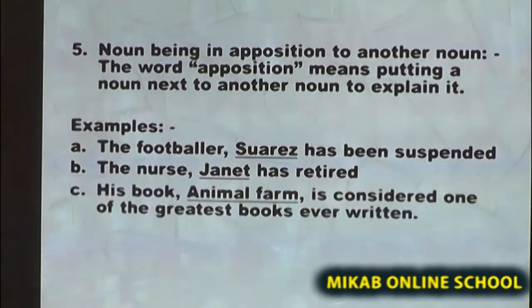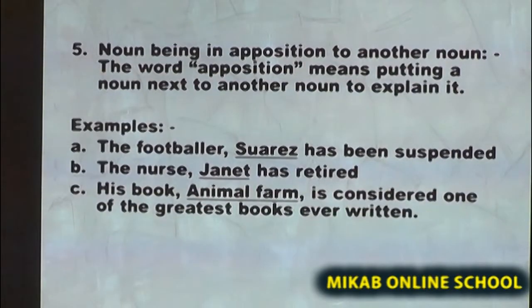Let us look at another example. His book, Animal Farm, is considered one of the greatest books ever written. Animal Farm there is underlined. Therefore, it is a noun. And it is in apposition to another noun, book. So, Animal Farm can as well replace the noun, book. So, whenever these nouns are placed next to another, you should know that they are in apposition.